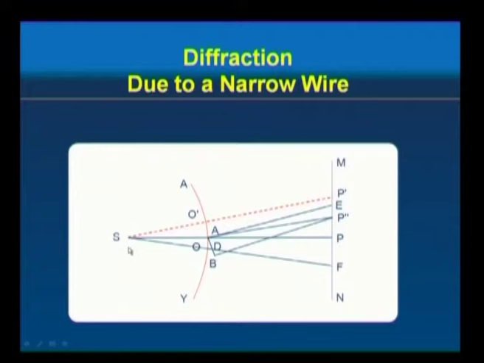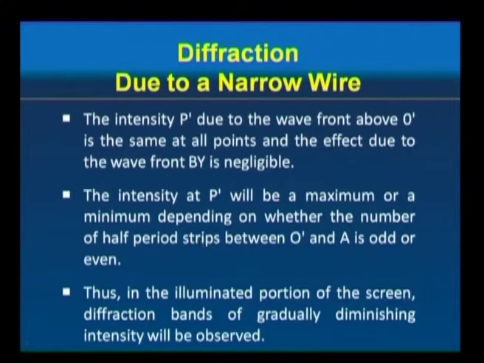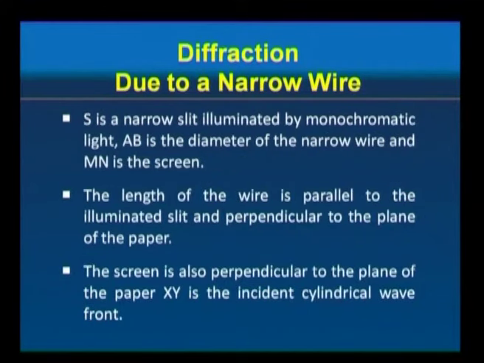Well, let us look at the diagram. S is a monochromatic source of light. Light is coming from the point S, and you have a wire in the path of the light beam, and let us see what happens to the patterns that we will be getting on the screen. Now you have a slit illuminated by monochromatic light. AB is the diameter of the narrow wire, and MN is the screen. The length of the wire is parallel to the illuminated slit.